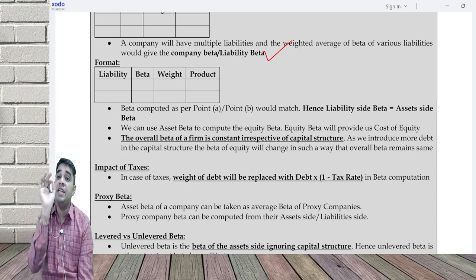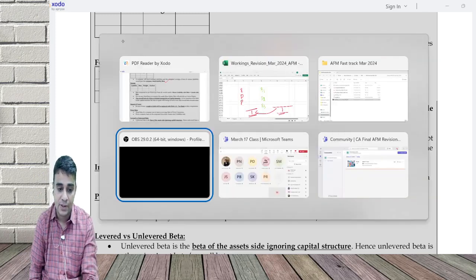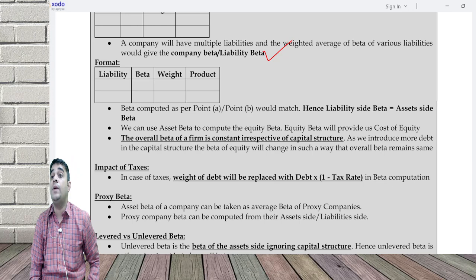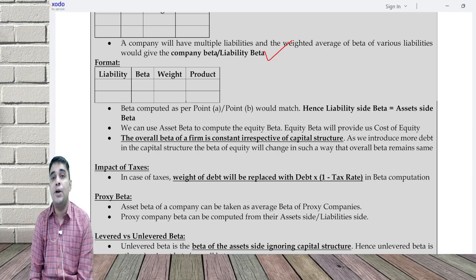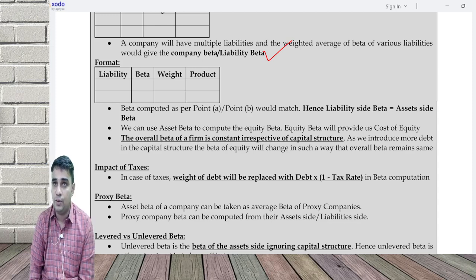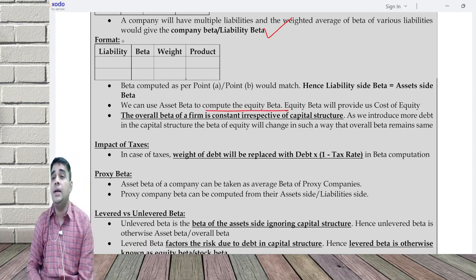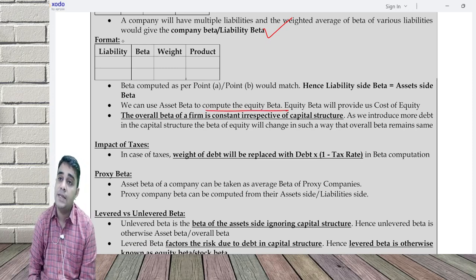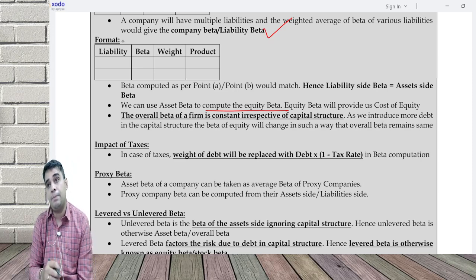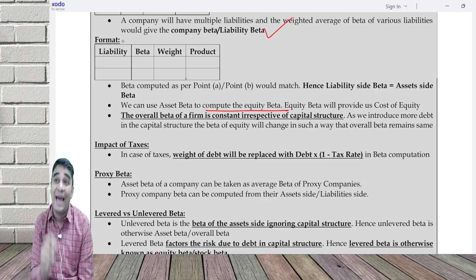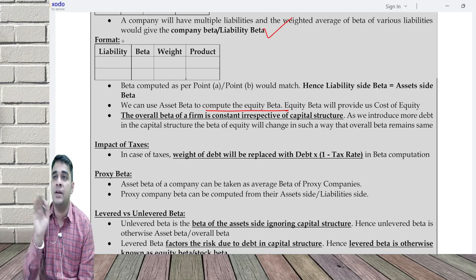If you are changing the capital structure, which is changing the debt equity mix, the overall beta remains the same, but you can keep seeing changes in debt and equity. We can use asset beta to compute the equity beta. Equity beta will provide us the cost of equity. What does company beta provide? Cost of capital directly, but we cannot use that in the exam. The reason is ICA questions have certain errors.